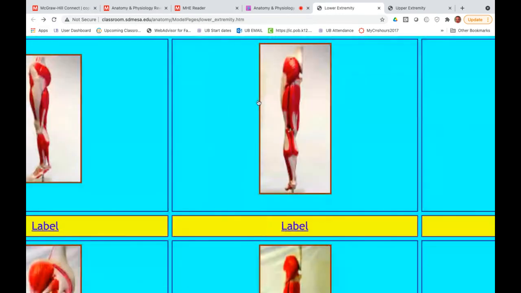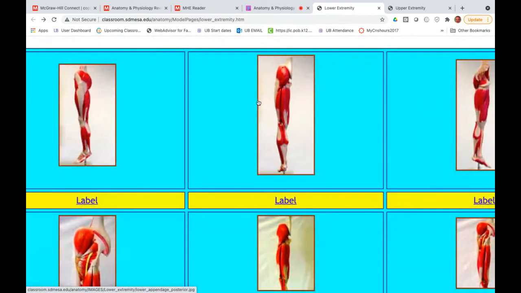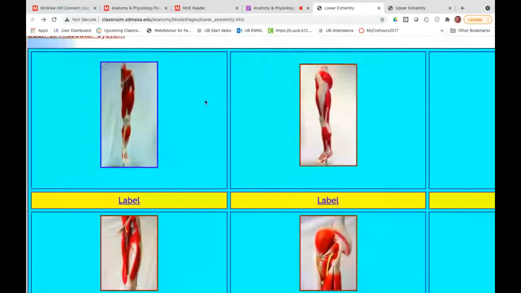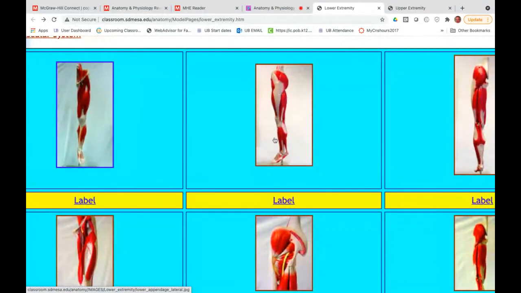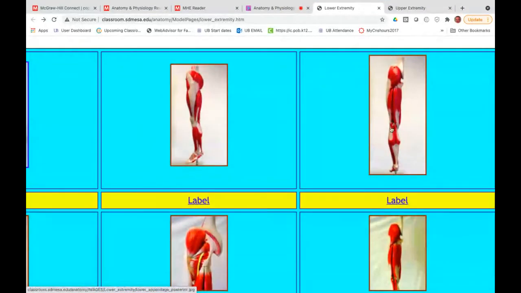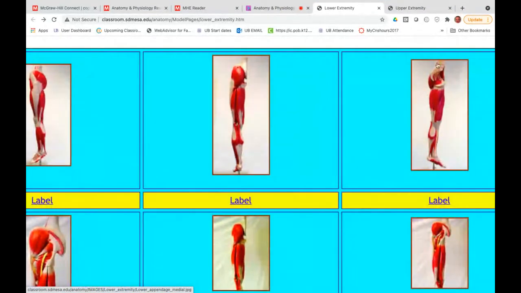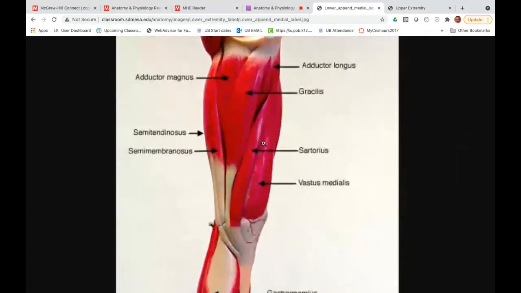Okay, let's go back one. Okay, and so we've done the front of the entire lower extremity. We did the lateral side. We did the posterior side. Let's look at the inside, the medial aspect, and see what we can see.